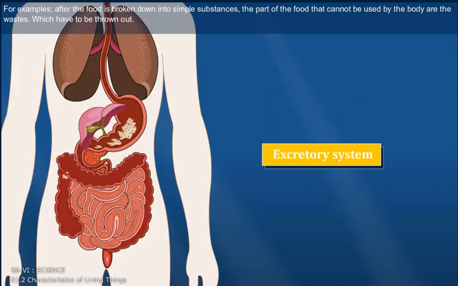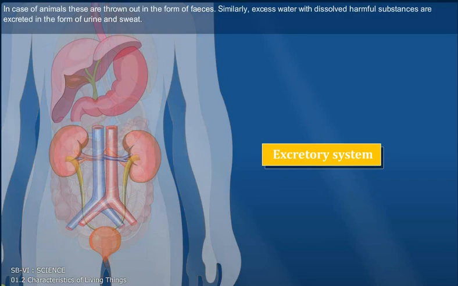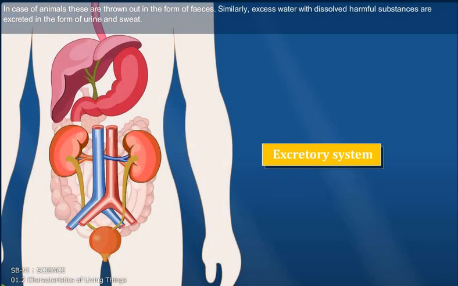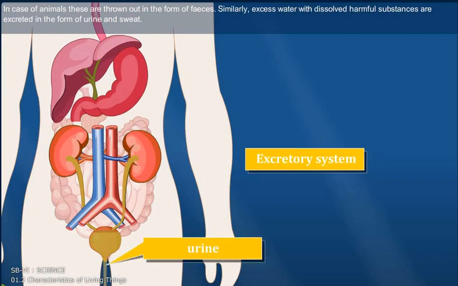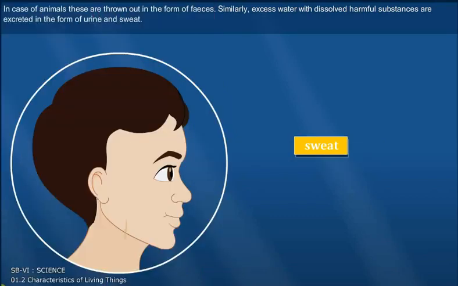For example, after the food is broken down into simple substances, the parts of the food that cannot be used by the body are the waste, which have to be thrown out. In animals, these are thrown out in the form of feces. Similarly, excess water with dissolved harmful substances is excreted in the form of urine and sweat.